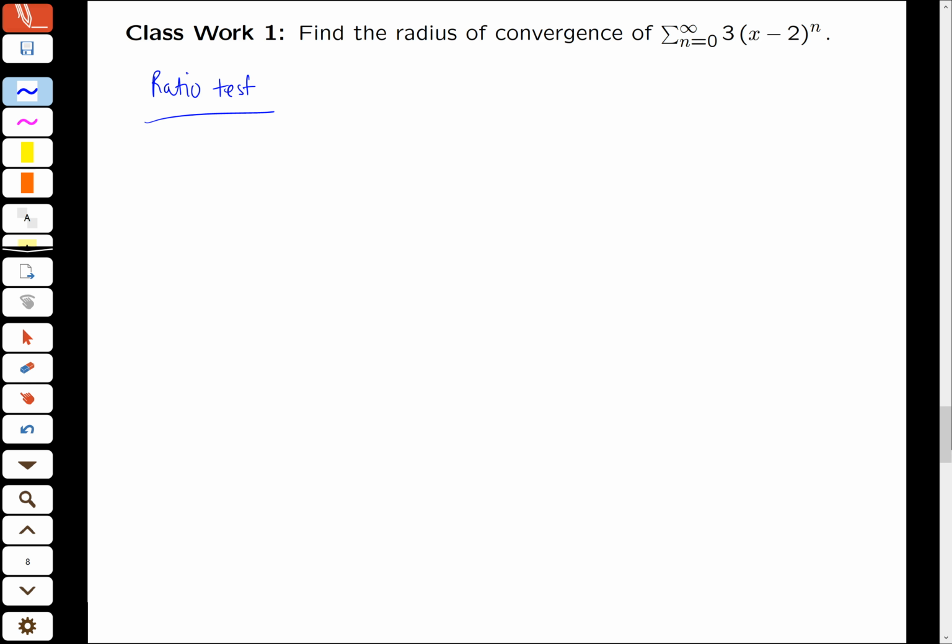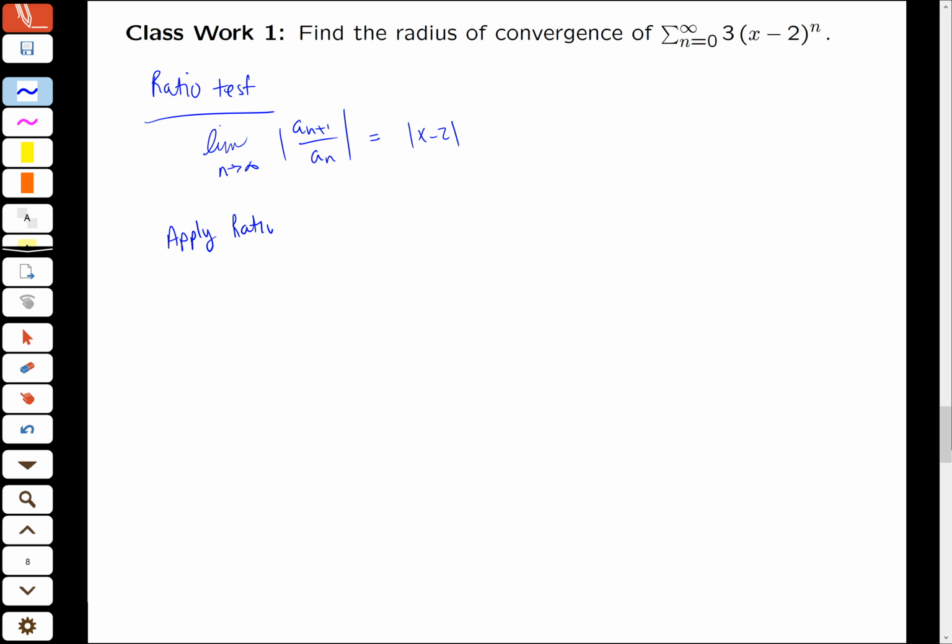Okay, did everybody do the ratio test? And you get what you get for your answer of your ratio test. Yeah, so limit as n goes to infinity, your an plus 1 over an was equal to x minus 2, right? And everybody put that in absolute value, correct? Okay, now we have to apply the ratio test.